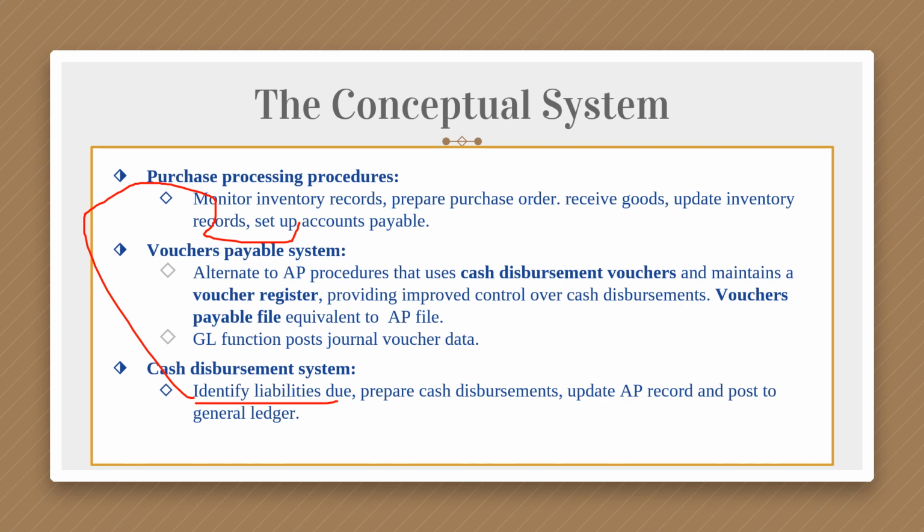Okay, for the record. Then prepare cash disbursement and update the accounts payable record. We update it either when identifying the liabilities, or when we disburse the cash to the vendors, then we need to adjust by reducing the accounts payable, and then update the account records and post to the general ledger.